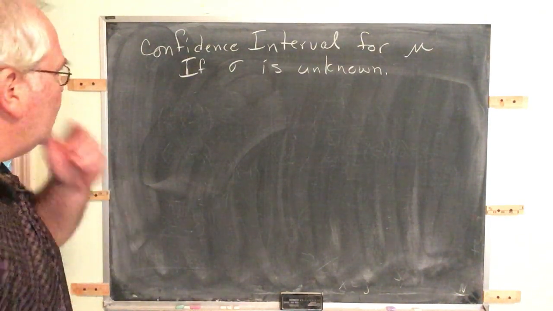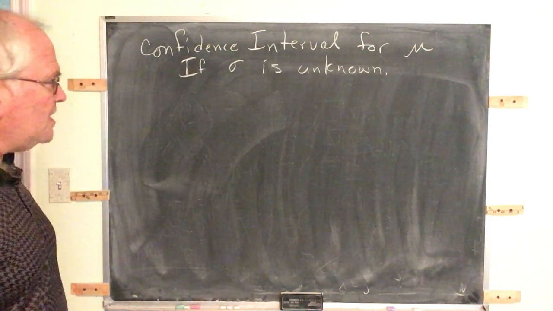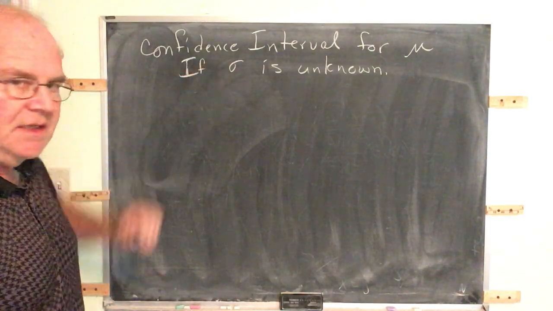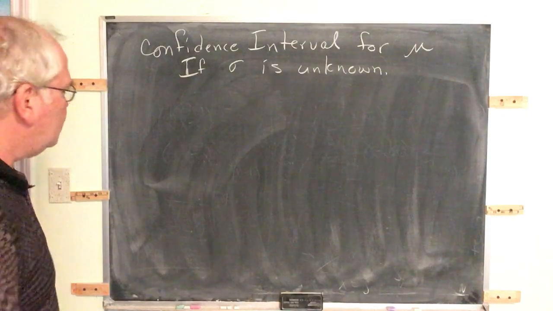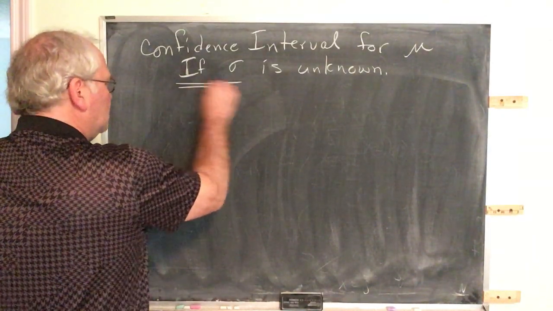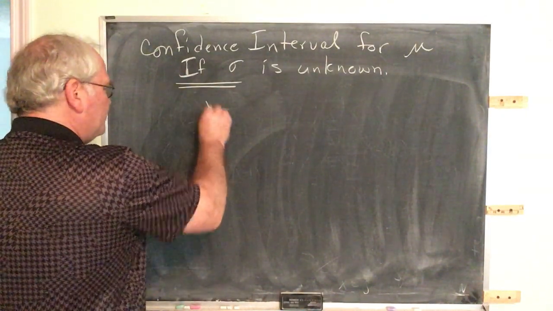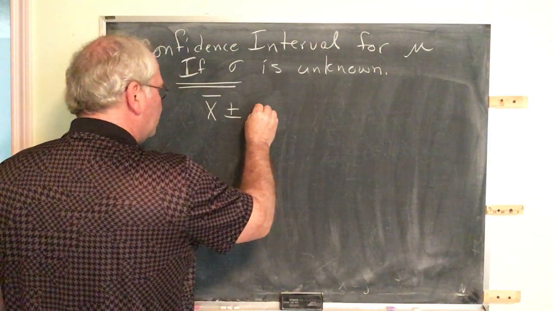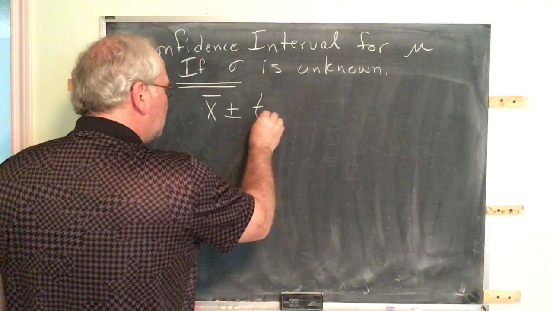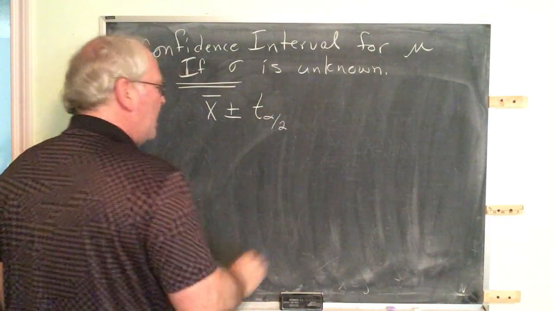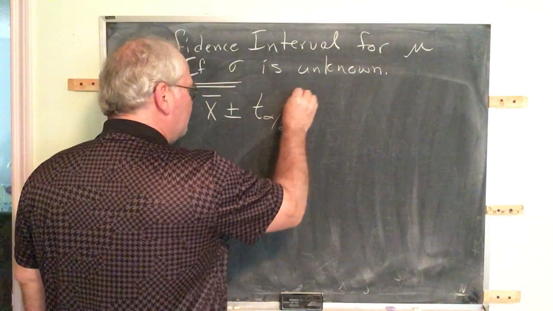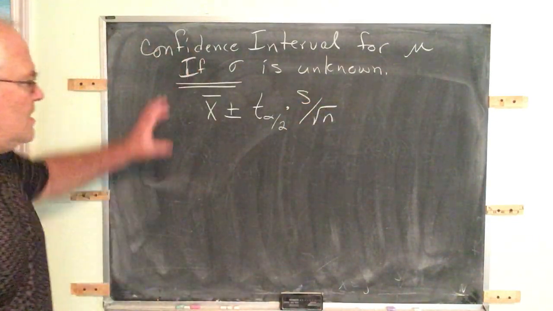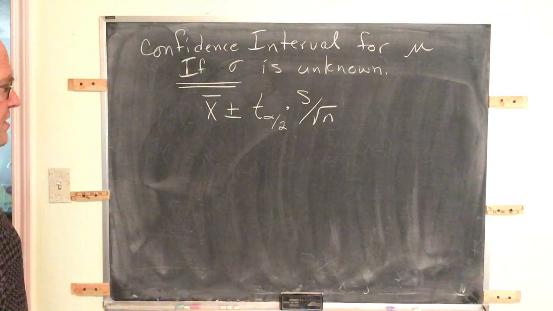All right, our next topic is confidence intervals for the mean, population mean mu, and this is if sigma is unknown. So we have a new formula to use. We have the following: x bar plus or minus t subscript alpha divided by 2 times s divided by the square root of n. So this is the formula we're going to be using.